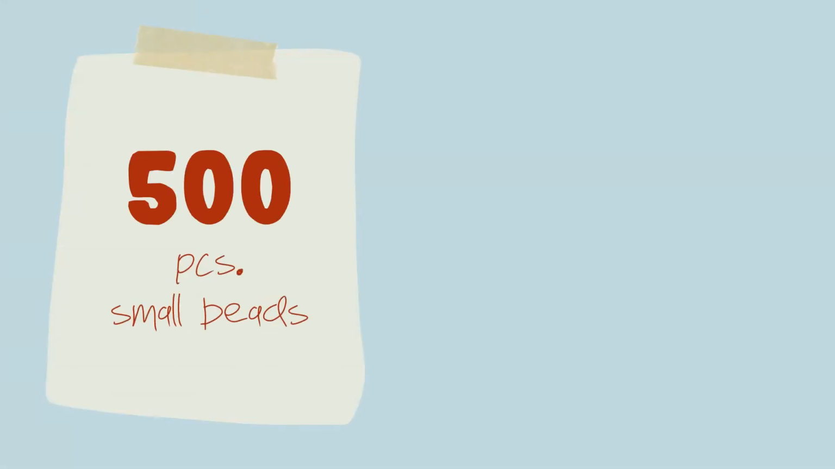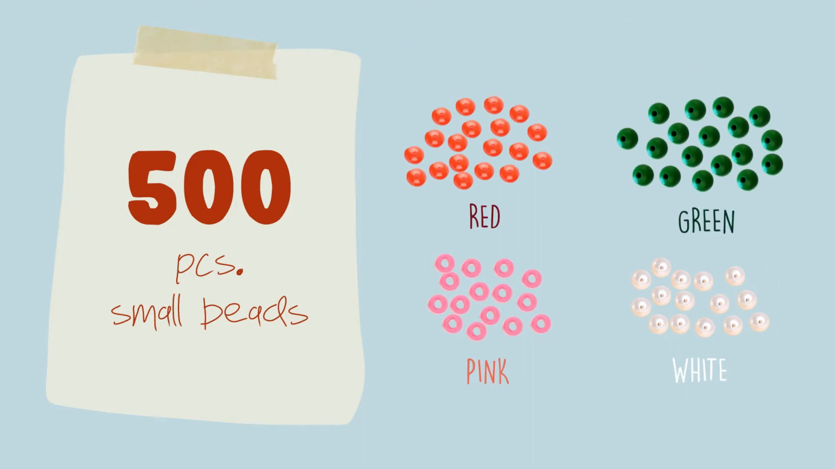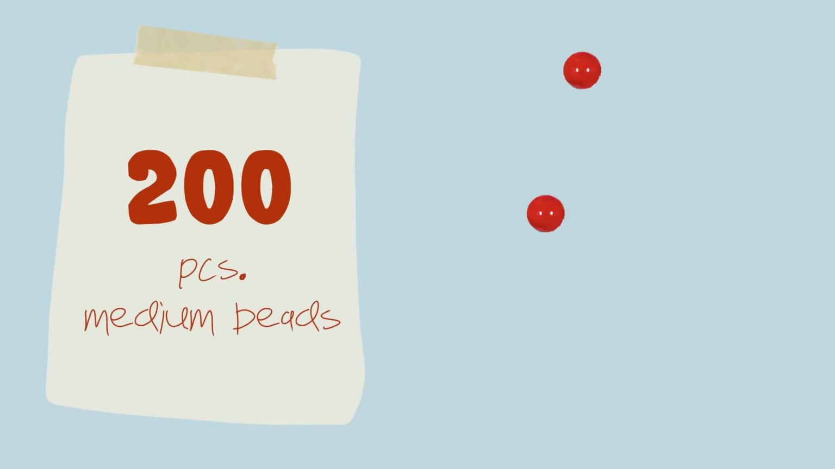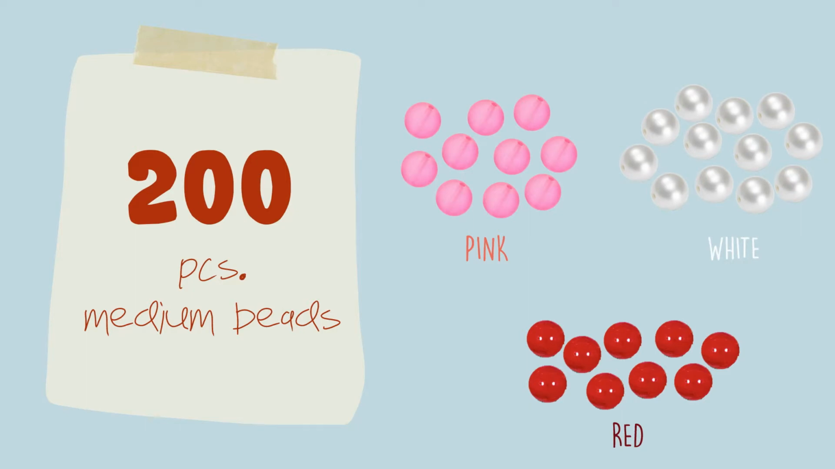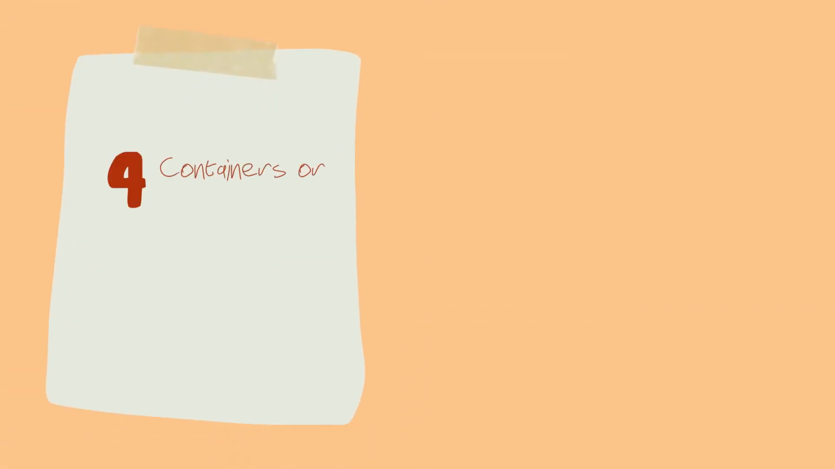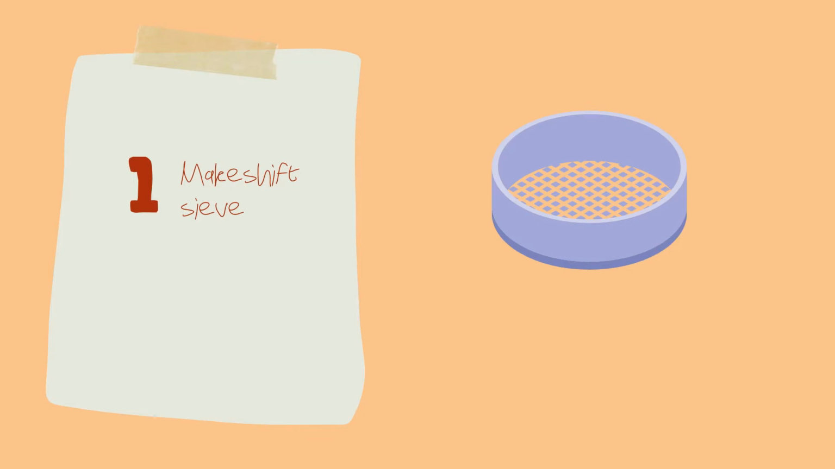500 pieces of small-sized beads in colors pink, white, red, and green. 200 pieces of medium beads in colors red, pink, and white. 4 containers or shoe boxes and 3 Ziploc bags. 1 makeshift sieve. The sieve should be enough to allow only the small and medium-sized beads to pass. And finally, 1 pair of forceps.